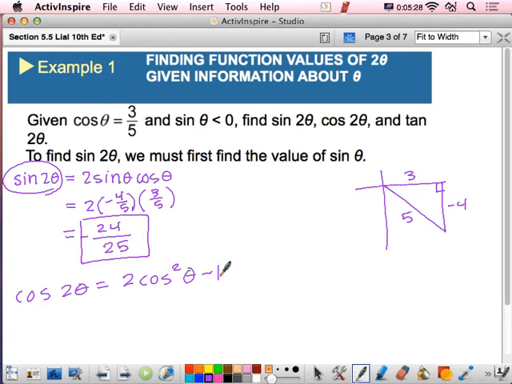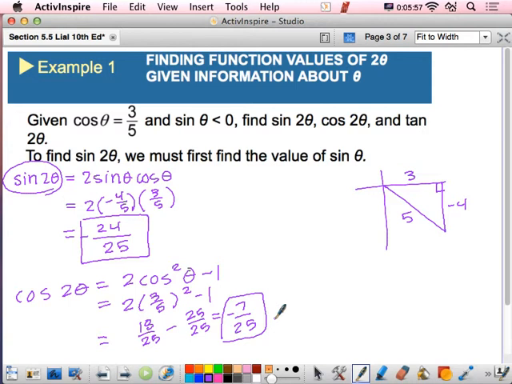So then all we do is we substitute in what we know. We know that cosine of theta is 3/5. And then we solve it. So we clean it up. And that gives me 2 times 9 over 25, which is 18 over 25, right? Minus 1, which is minus 25 over 25. And so it looks like that answer is negative 7 over 25. Did I do that properly? Yes. Okay, let's pause.